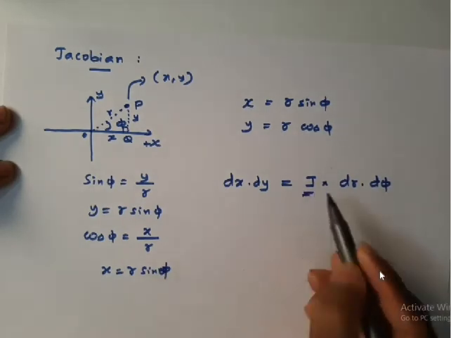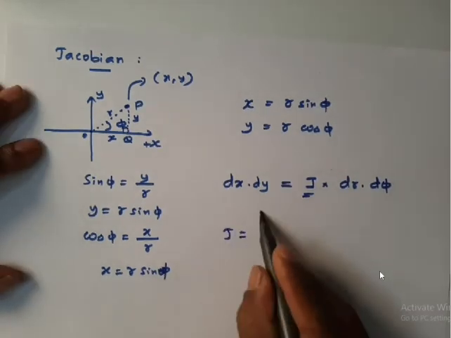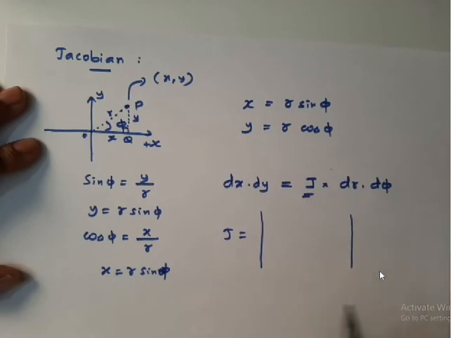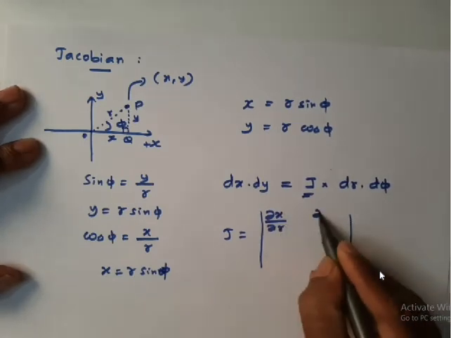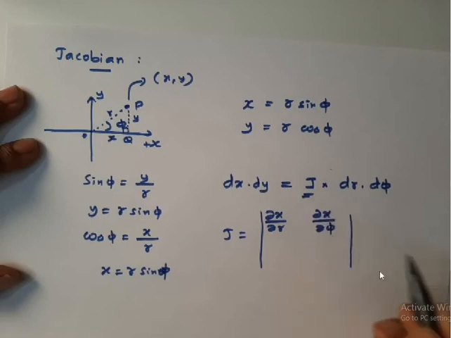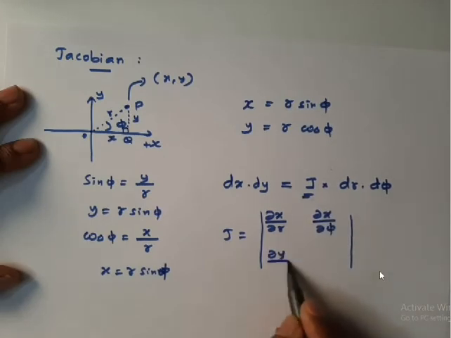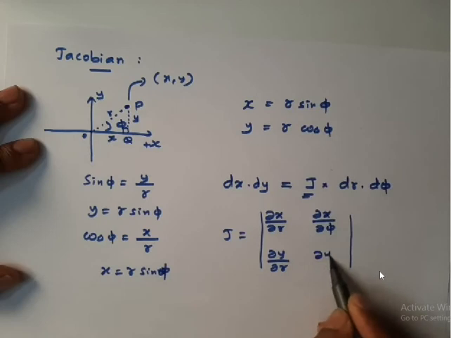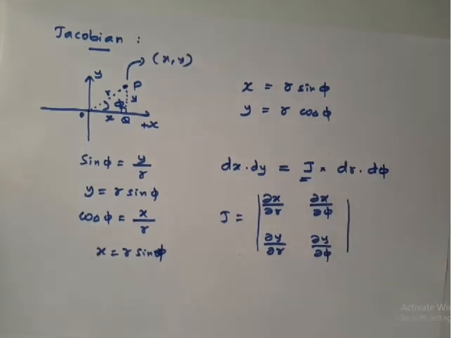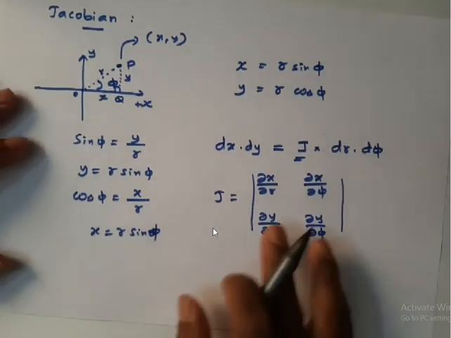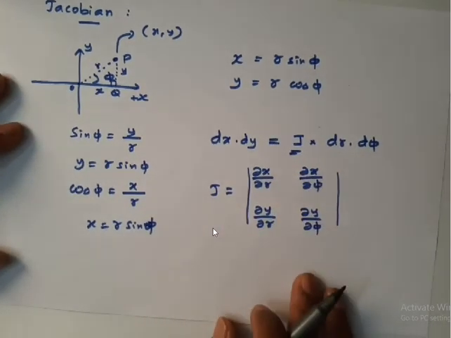Now how to find the Jacobian? Jacobian is very simple: dou x by dou r, dou x by dou phi, then dou y by dou r, dou y by dou phi. This determinant is nothing but the Jacobian. Very simple. Now we'll find out the determinant and we'll substitute that here.